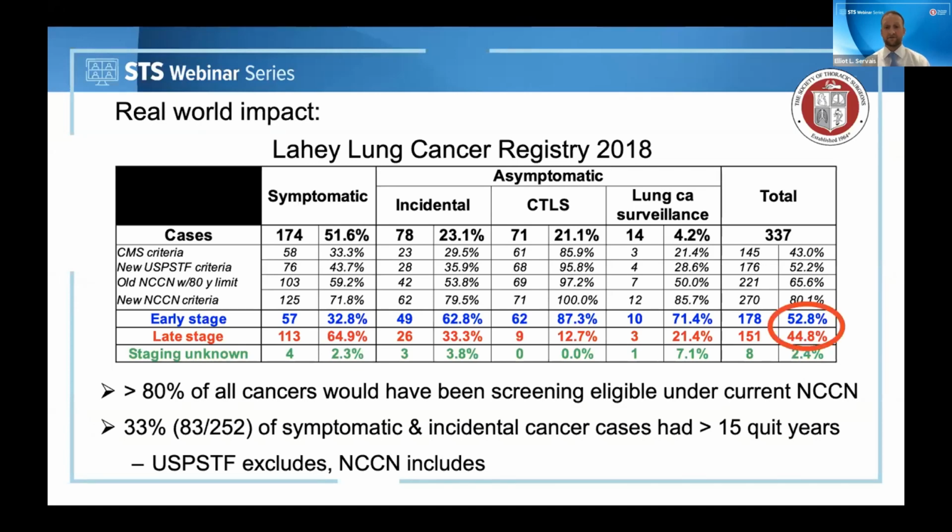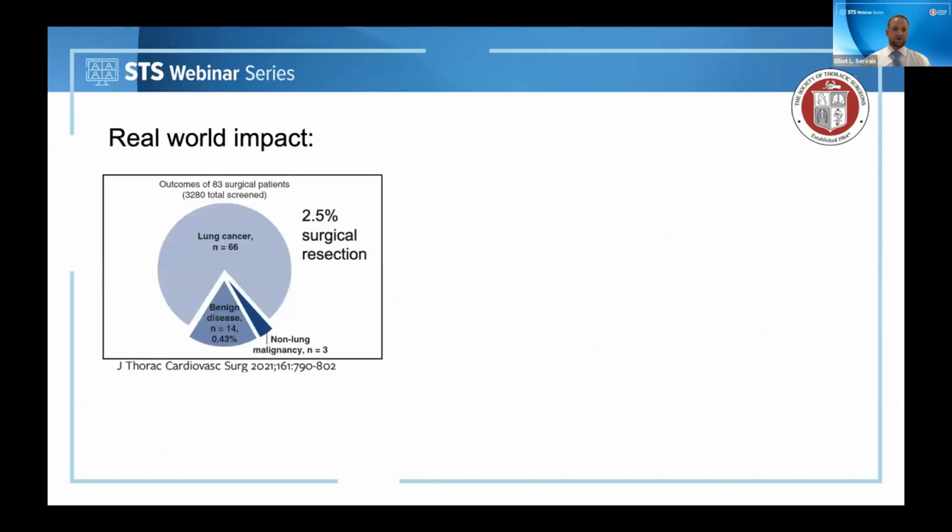I also want to point out that in our lung cancer program now, we are diagnosing more early stage lung cancers than late stage. And obviously that has important implications for surgeons. This is a study that we published just this year in JTCVS looking at the surgical outcomes of patients in our screening program. At the time of this study, we looked at just over 3,200 patients and 83 surgical resections came from that study group. That's a 2.5% surgical resection rate.